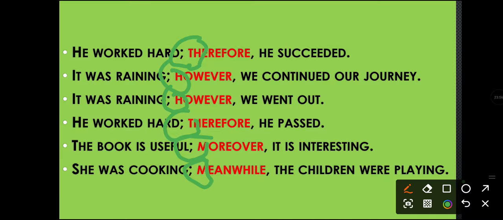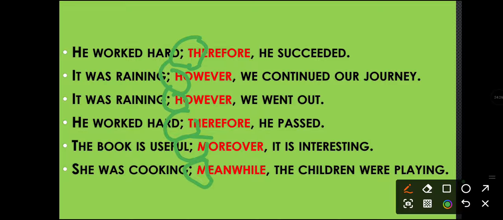He worked hard, after that there is a semicolon. It was raining, after that there is a semicolon. So in conjunctive adverbs there is a common feature: after the first independent clause there are semicolons. After that comes the main word, that is the conjunctive adverb: therefore, however, moreover, meanwhile. These are conjunctive adverbs.